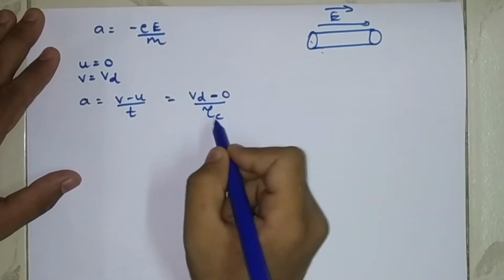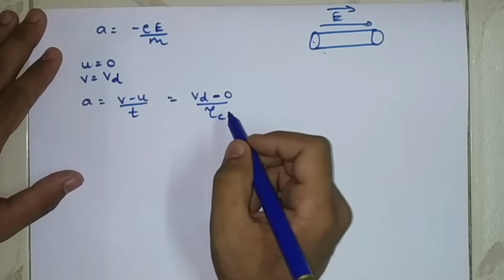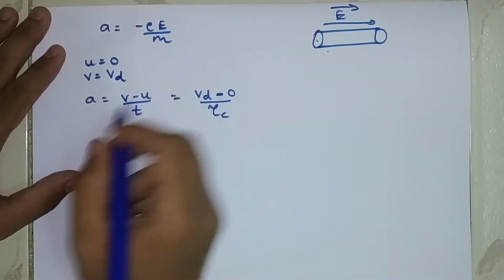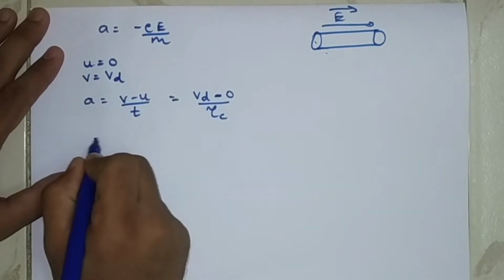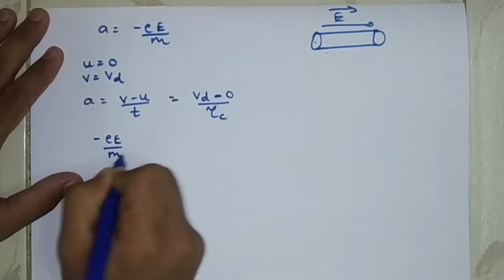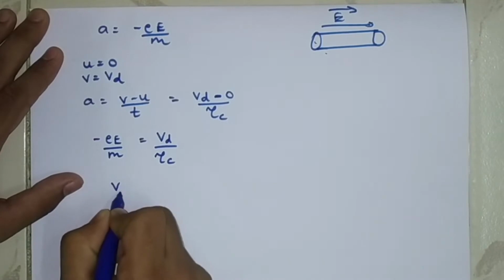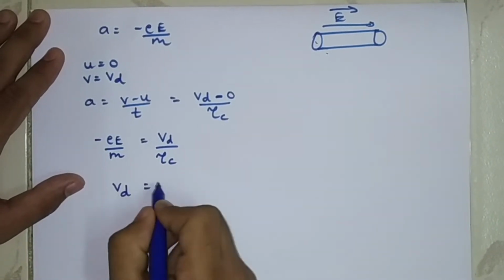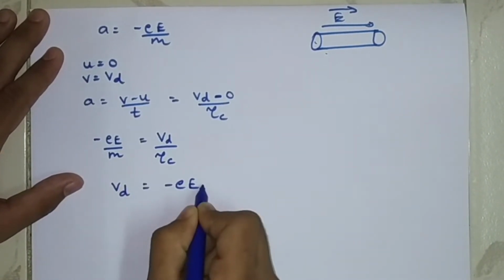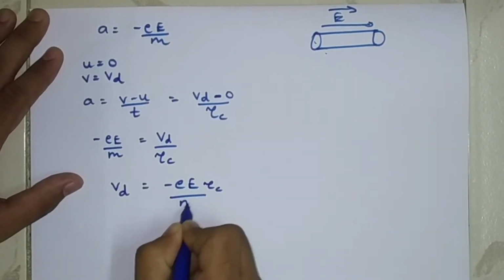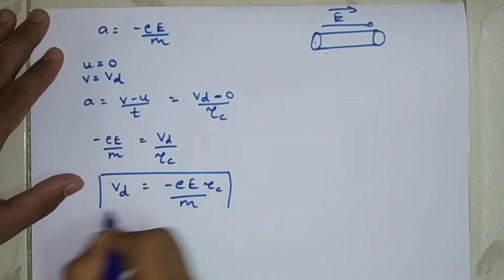Here we consider tau c as the collision time. It is the time taken between two successive collisions. So substituting the a formula here, minus eE by m equals Vd by tau c. So we obtain the relation for drift velocity: Vd equals minus eE tau c by m. This is the formula for drift velocity.